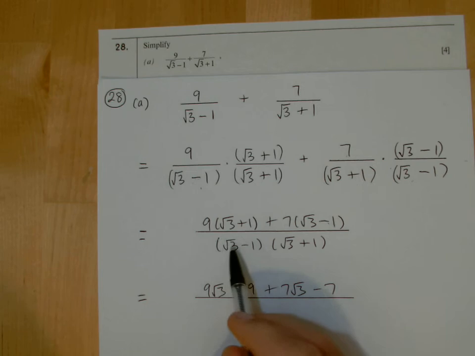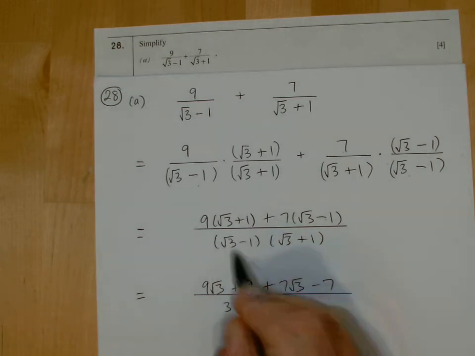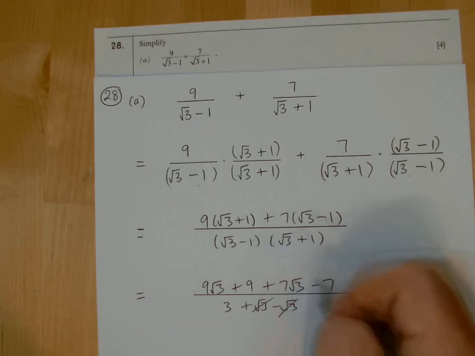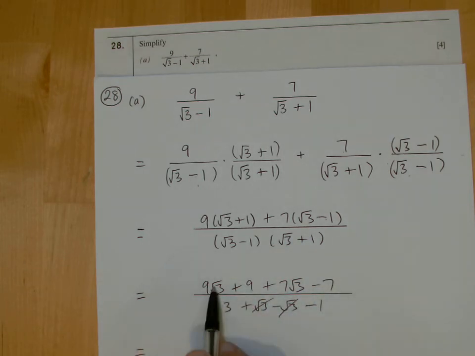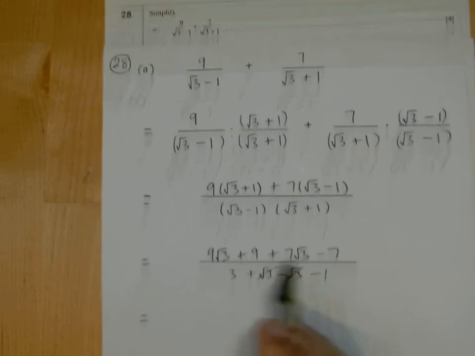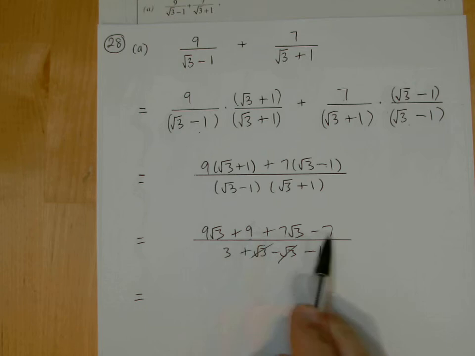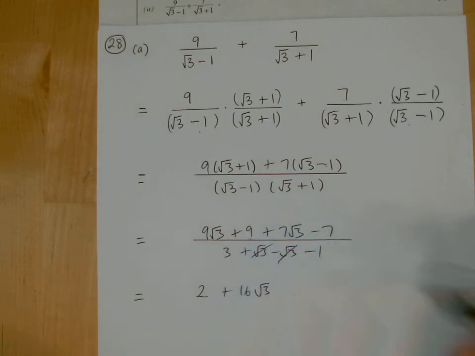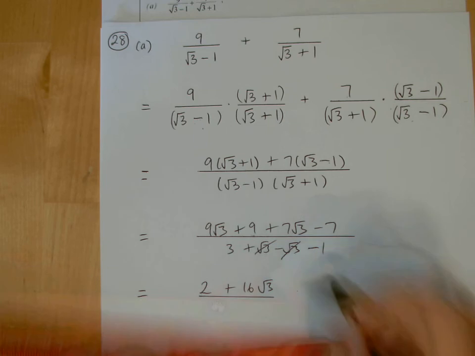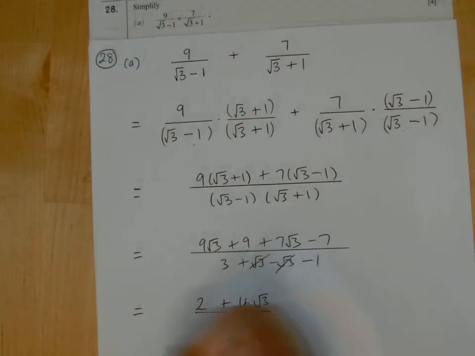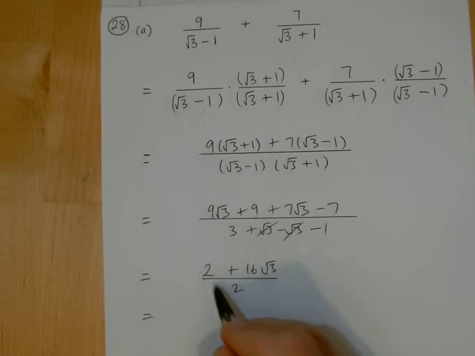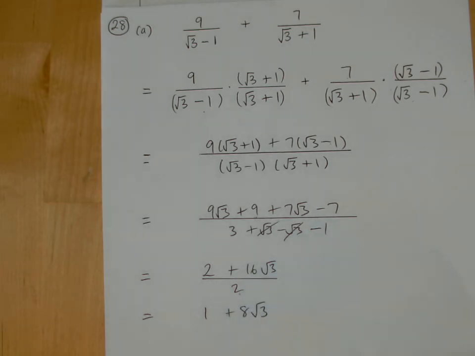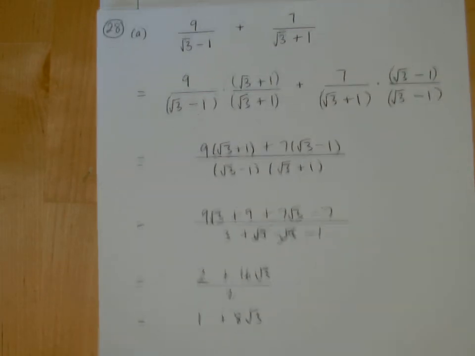On the bottom then, you know what's going to happen here, don't you? Because you do the first, root 3 times root 3 is 3. Outers is plus root 3. Inners is minus root 3. They will always cancel. And then the last is minus 1. So you get there 9 root 3 and 7 root 3, and then you've got the 9 and the minus 7. So let's do the number first here. 9 take away 7 is 2. And then 9 root 3 plus 7 root 3 is 16 root 3. And then don't forget you're dividing by the bottom. And on the bottom it's just 2, isn't it? 3 take away 1 is 2. So that's nice, because when you divide by 2, you can just halve both of these. So 2 divided by 2 is 1, and 16 divided by 2 is 8. So there's my answer there, 1 plus 8 root 3.